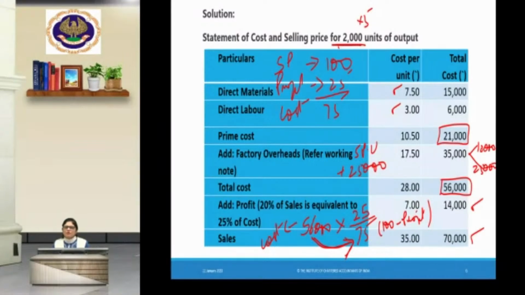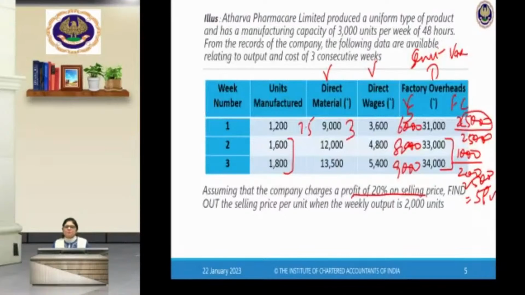So this is how you will calculate the profit directly. I hope you have understood this. So just brushing up the whole thing. If the information is given, on the basis of this information, you have to calculate the selling price per unit for 2,000 units. So calculate the direct material cost per unit, direct wages cost per unit, variable factory overheads per unit. Per unit we will calculate and then apply it on 2000.